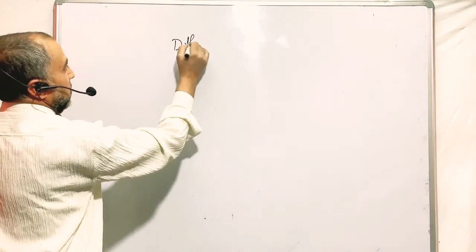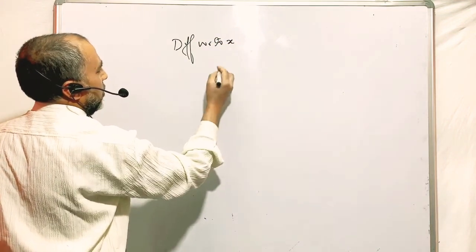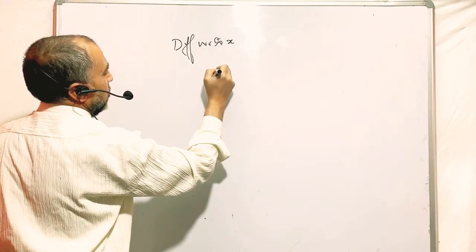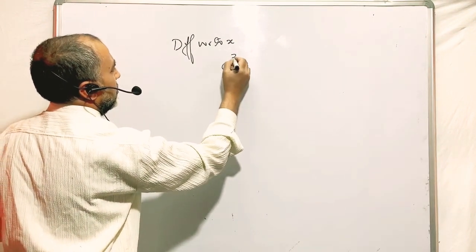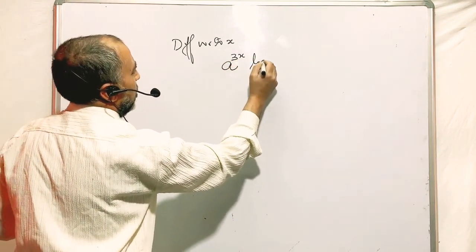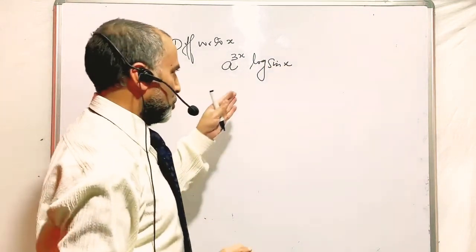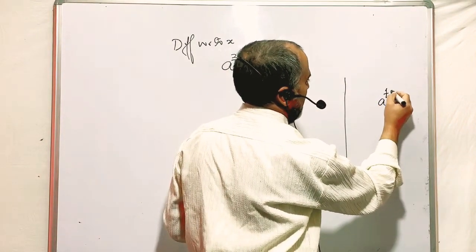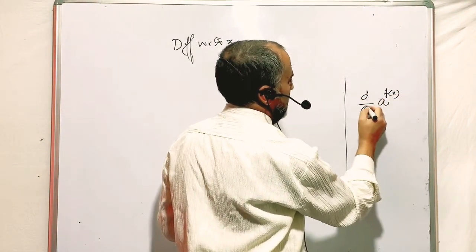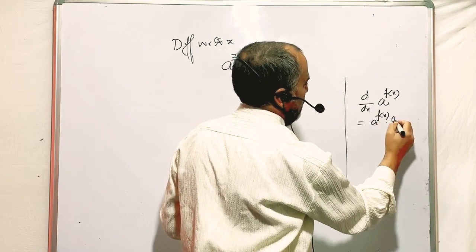Okay, differentiate with respect to x. It is a raised power 3x into log of sine of x. देखो इसमें आपको कुछ चीजों की जरूरत है. आपको अगर आपके पास a raised power function है तो इसका derivative किसके बराबर? It is a raised power function into log of a.